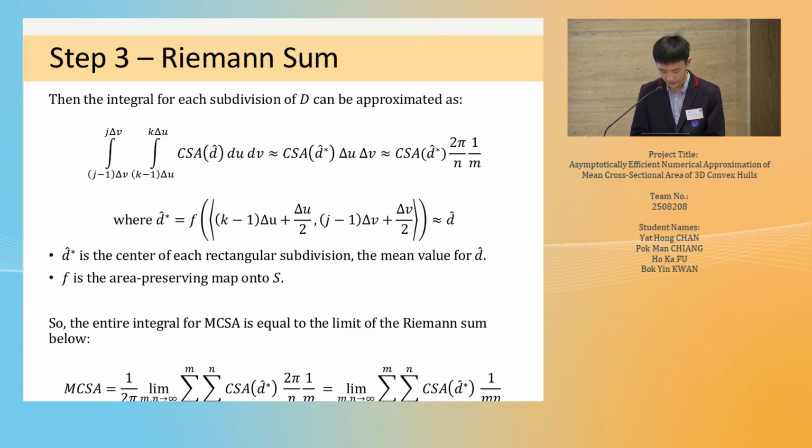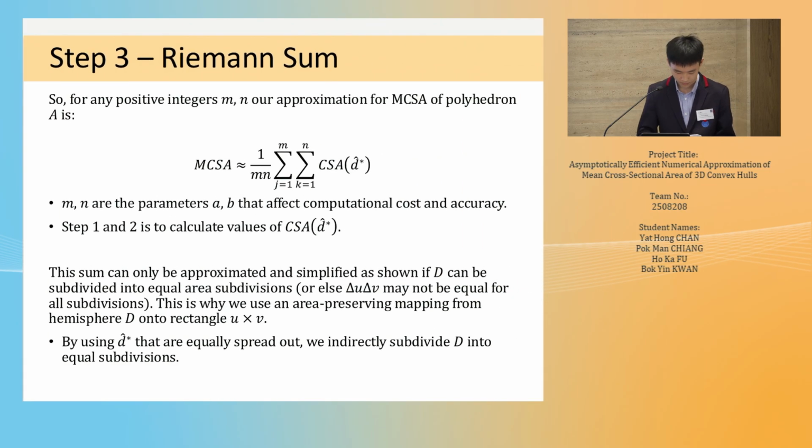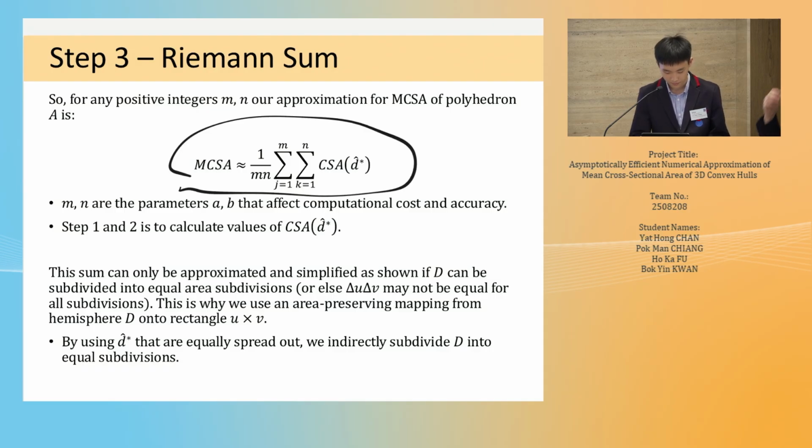The direction of CSA for each subdivision, d star, is the mean direction of projection in that subdivision. In terms of each subdivision's d star, we can represent the CSA as the limit of this double Riemann sum. So, this equation is our approximation for the mean of the CSA, where m and n are integer parameters of the function. Then step 1 and 2 are to calculate the CSA for each specific direction.